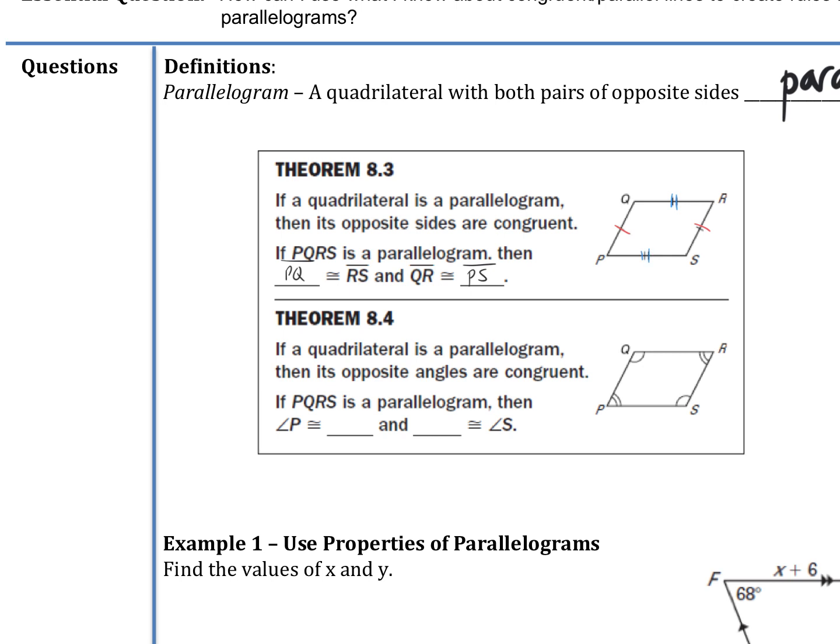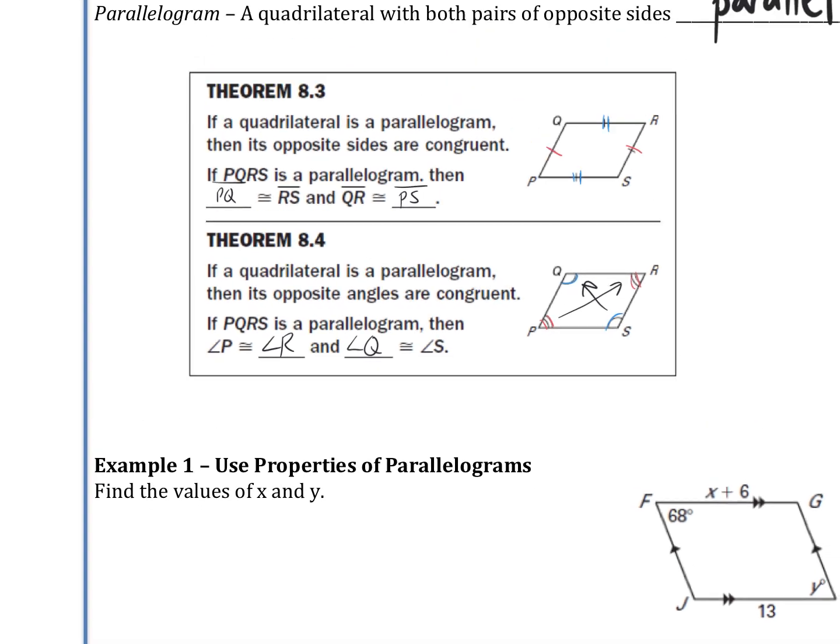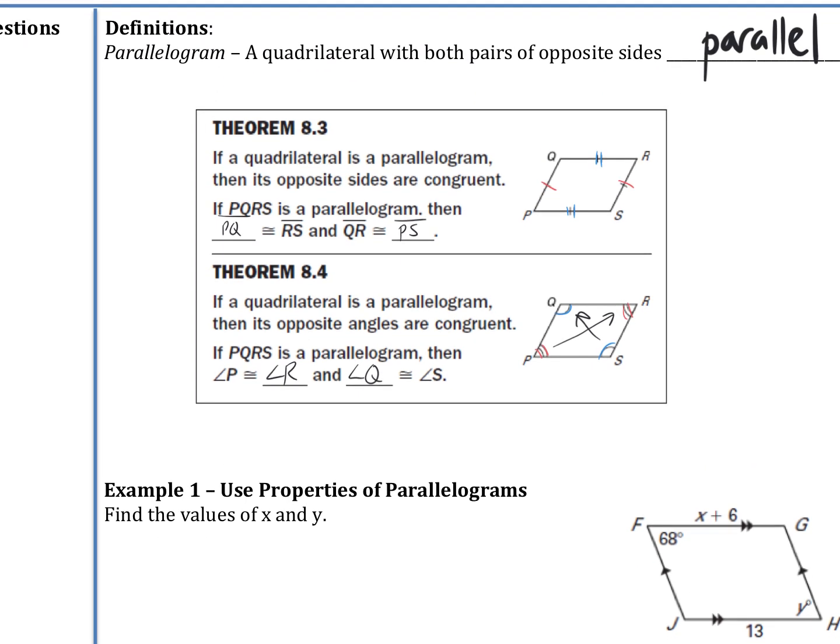Also, opposite sides are congruent, but also opposite angles are congruent. So angle P is congruent to what angle? Well, opposite from angle P is going to be angle R, and opposite from angle S is going to be angle Q. So we can do the same kind of thing here. These are congruent, and these are congruent. Those are the biggest properties of parallelograms that we're going to be using today. We need to know those ideas to be able to figure out how to solve for missing variables.